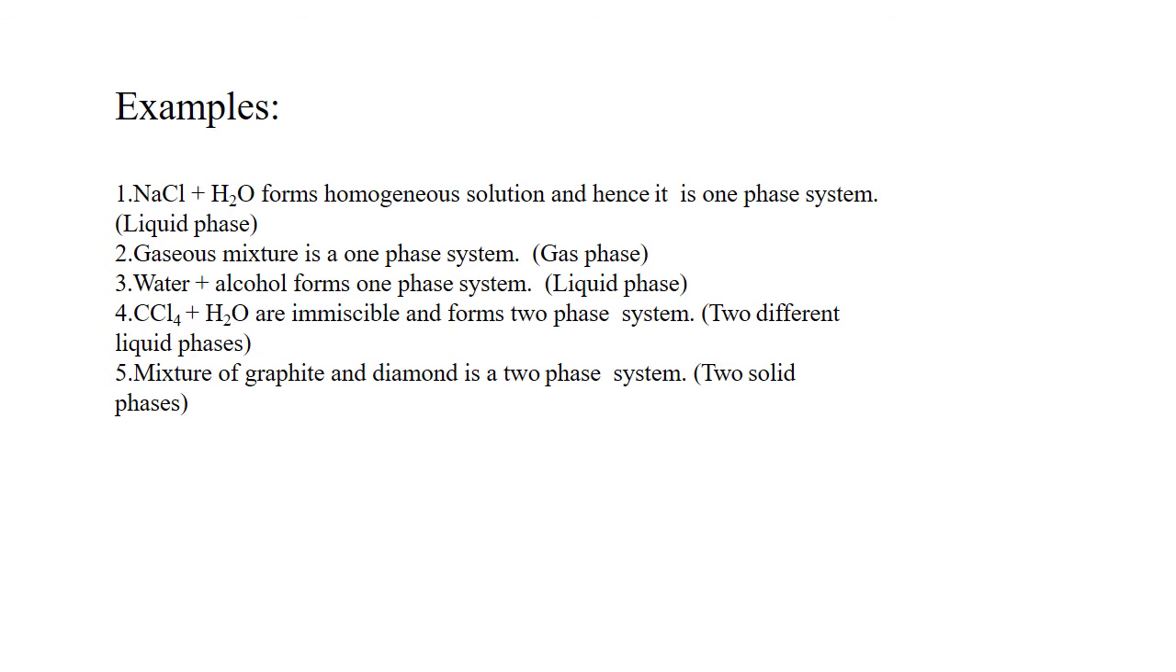Gaseous mixture is a one phase system also, because all the gases are miscible with each other. The one gas cannot be separated from the other gas. The gases in the mixture are not separable from each other. So the mixture contains many components, but all the components exist in the same phase, that is gaseous phase. So it's a one phase system.